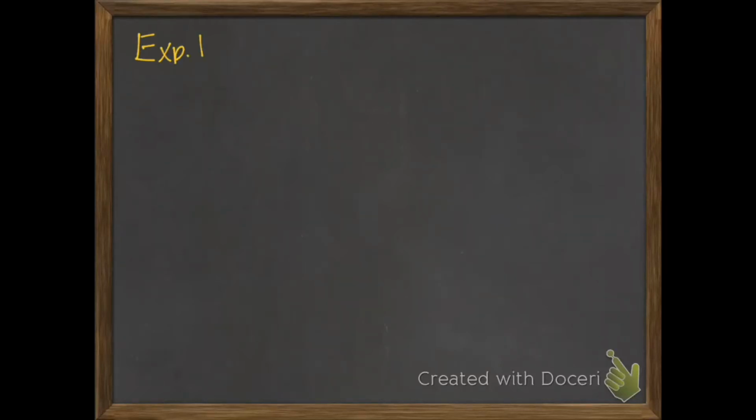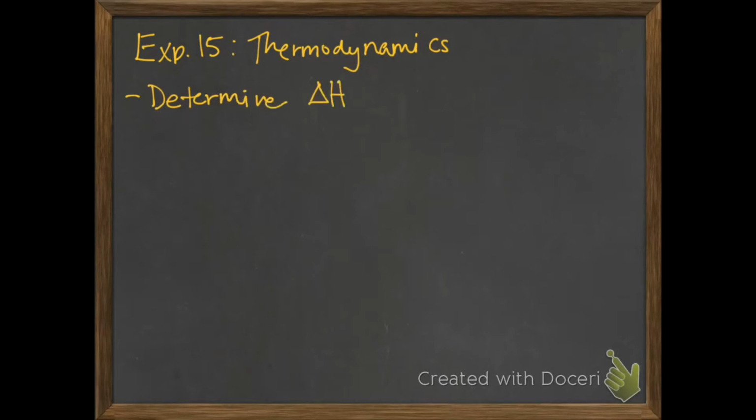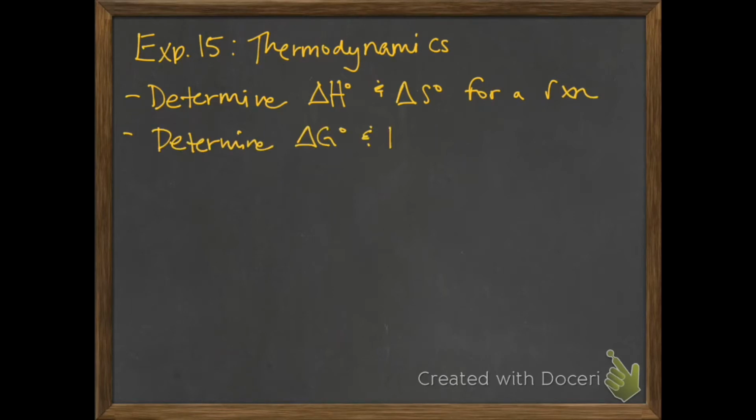This is a discussion for experiment 15 in Chemistry 1B, which is on thermodynamics of a solution process. In this lab, we want to determine the ΔH° and ΔS° for a reaction, and also determine the ΔG° and the Ksp at different temperatures for a reaction.